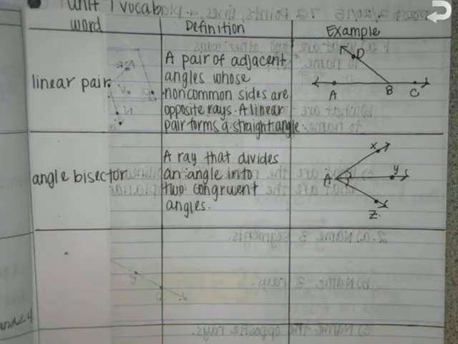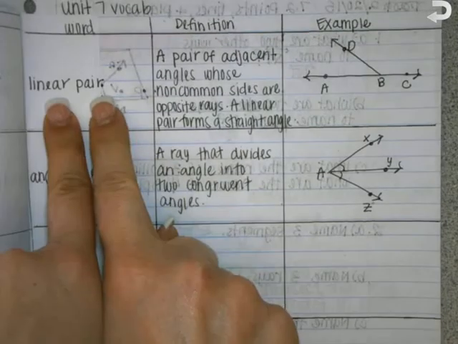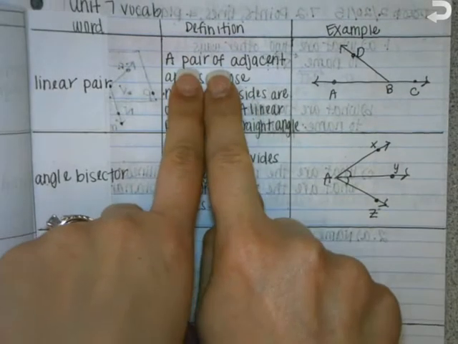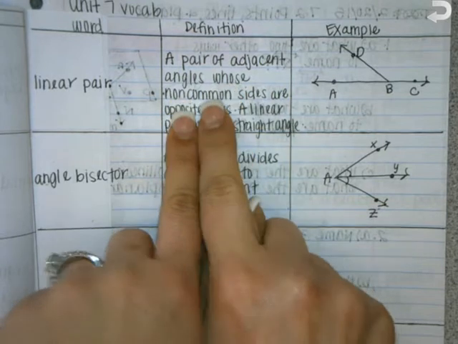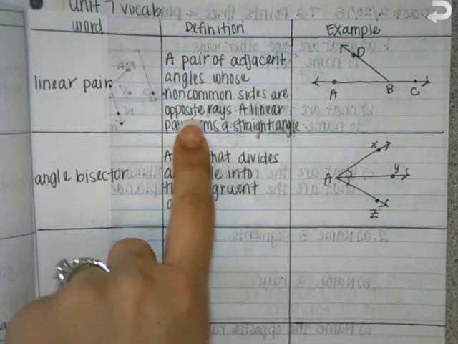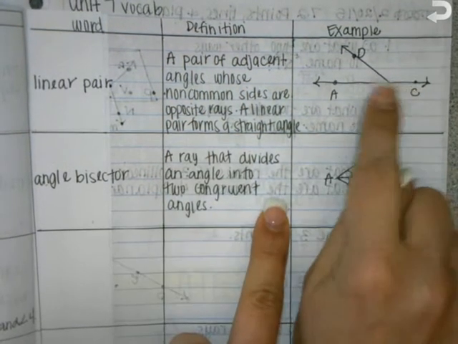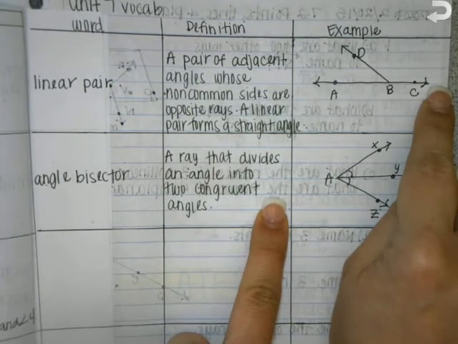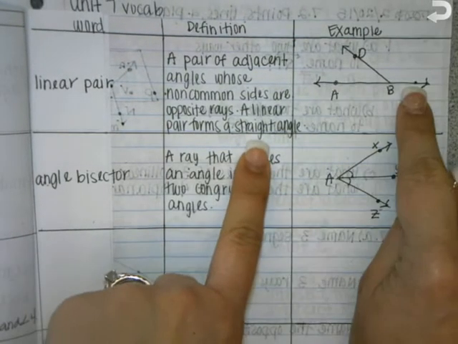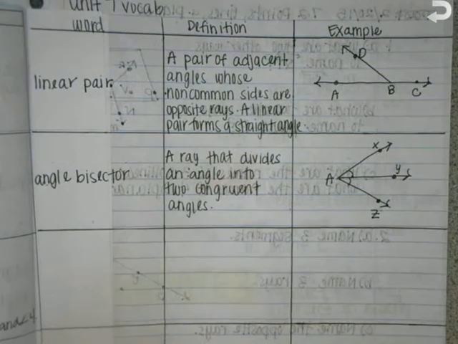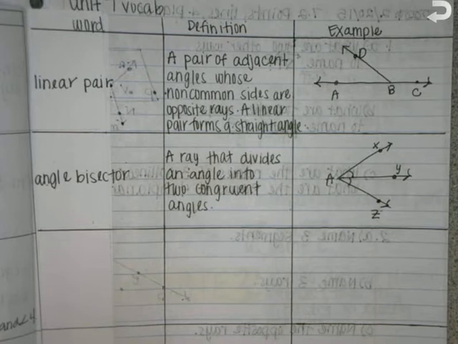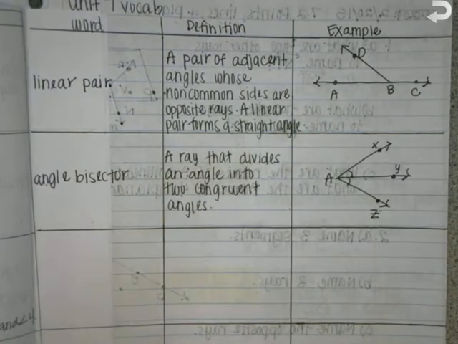Okay, guys, so we have two more vocab, so it's going to be on the other side, so you'll probably have to draw the grid. The next one is a linear pair. So a linear pair is a pair of adjacent angles whose non-common sides are opposite rays. So in this drawing, the non-common sides, meaning BA and ray BC. A linear pair forms a straight angle. Okay, so it's actually very, very similar to supplementary angles. So we would call these two supplementary as well because they add up to 180. But they are also called linear pairs. Okay, so it's the exact same thing.